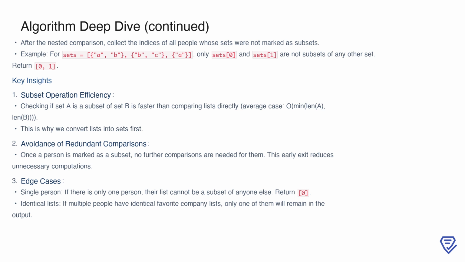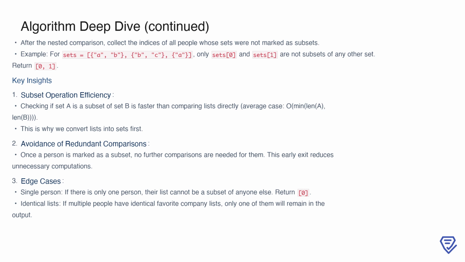After completing the nested comparison process, we compile the indices of all people whose sets were not flagged as subsets. For our earlier example with A, B, B, C, A, the sets corresponding to indices 0 and 1 are not subsets of any other, so we return 0, 1. There are several key insights at play here.